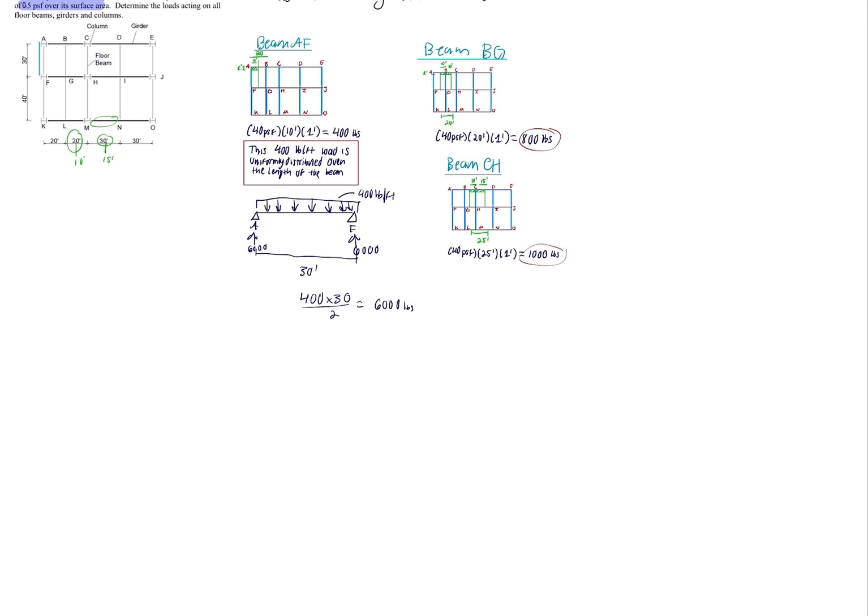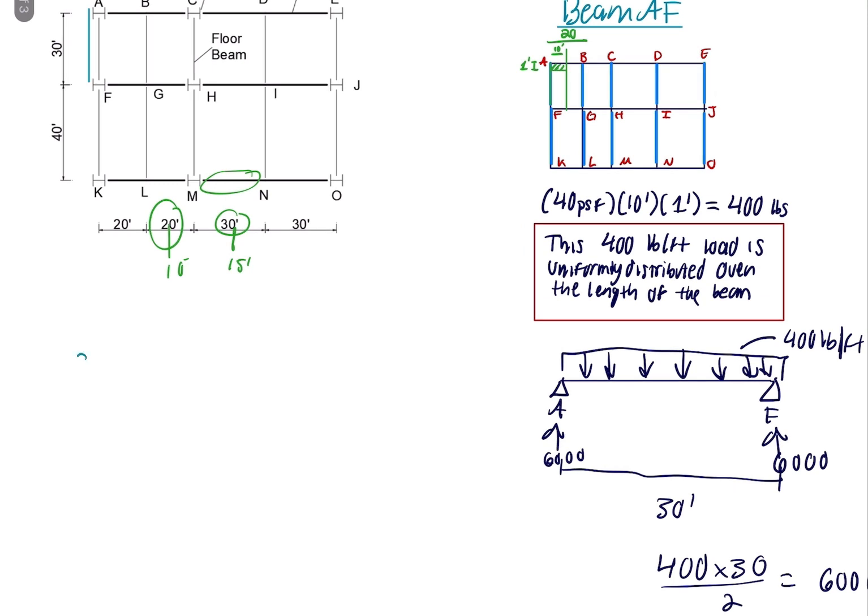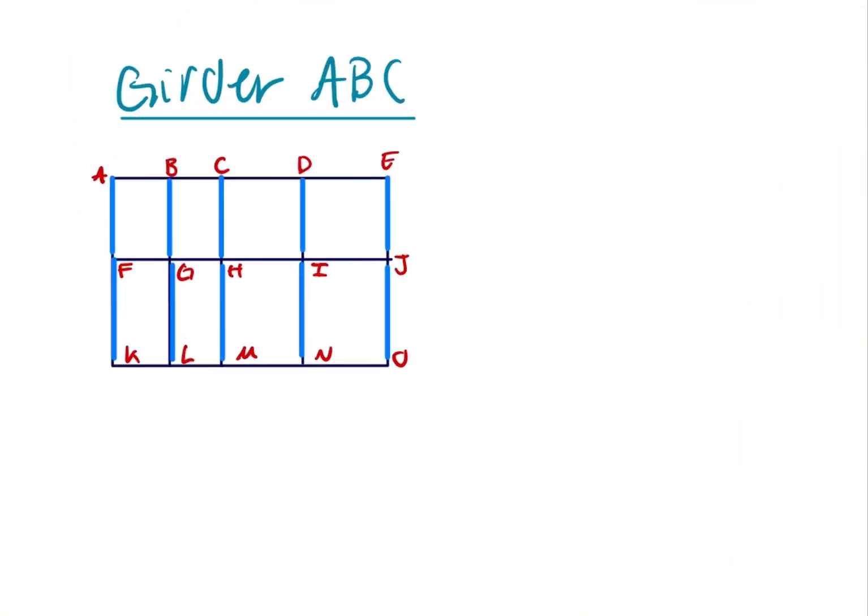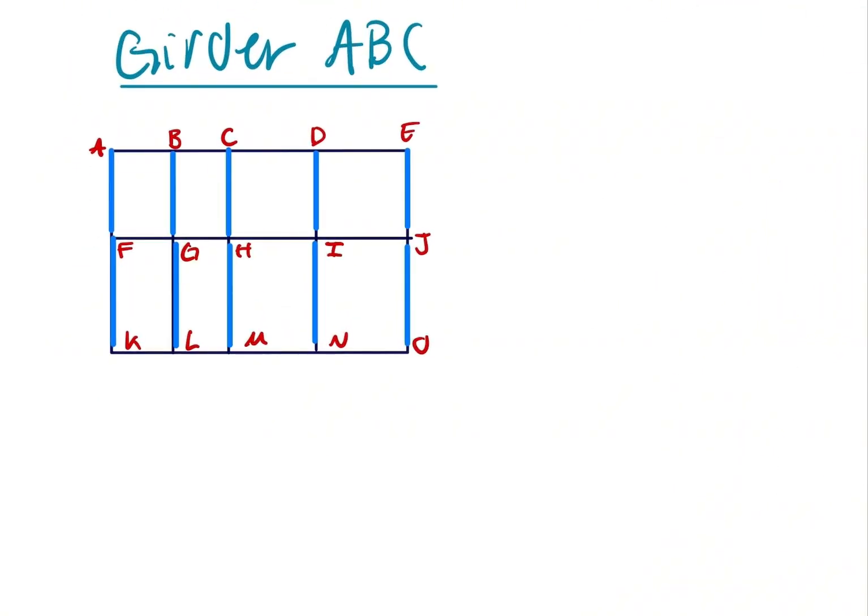We will start off by calculating the load on girder ABC. Put the girder over here. Girder ABC. For calculating the girder, we will use its entire tributary area. So if we have girder ABC, which is this one right here, we will calculate its tributary area.